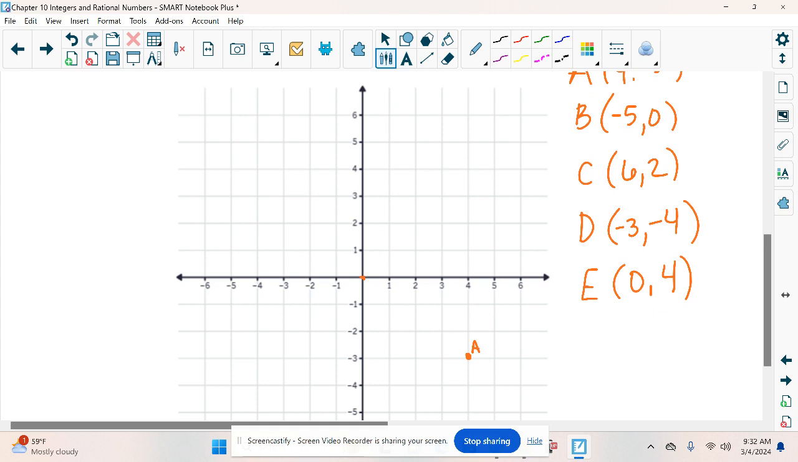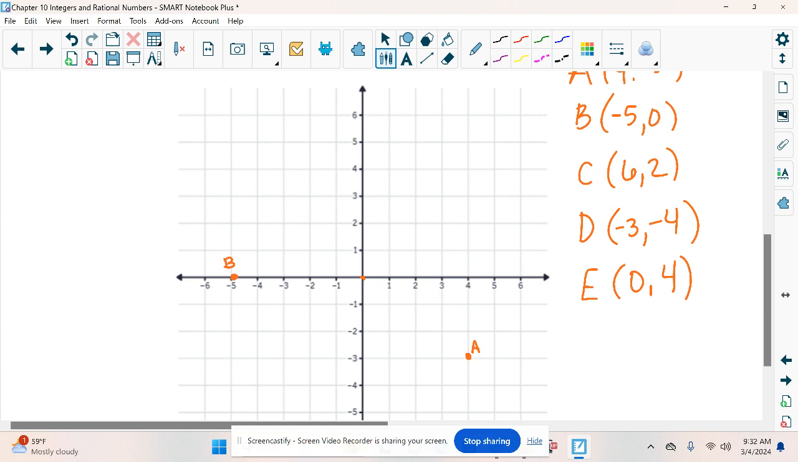Point B is -5, 0. So if I start at 0, am I going to go left or right? Left to -5. You would just stay there because it's on 0. And I don't go up or down because it's just 0. So I'm literally staying right there. Is it okay if I end up on an axis? Yeah, it's okay.